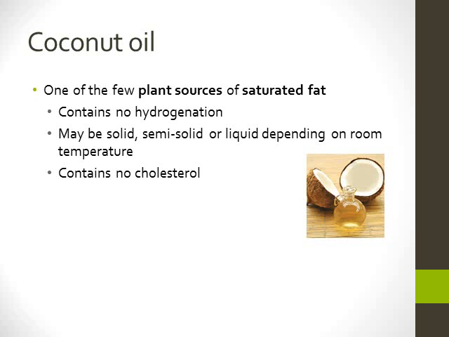So coconut oil, again, is one of the few plant sources of saturated fat. So for the most part, plant sources are going to be unsaturated and generally more healthy for us. Coconut oil contains no hydrogenation, and its state can really differ depending on the temperature. So it can be solid, semi-solid, or liquid depending on the room temperature.